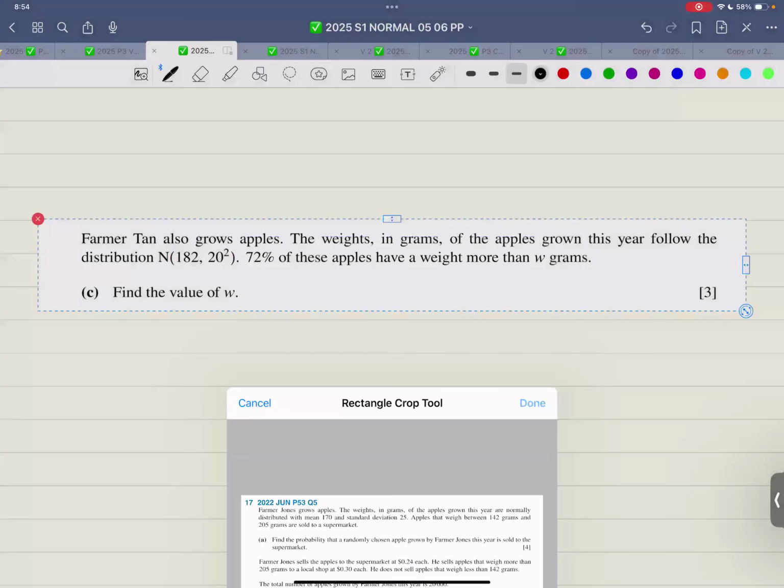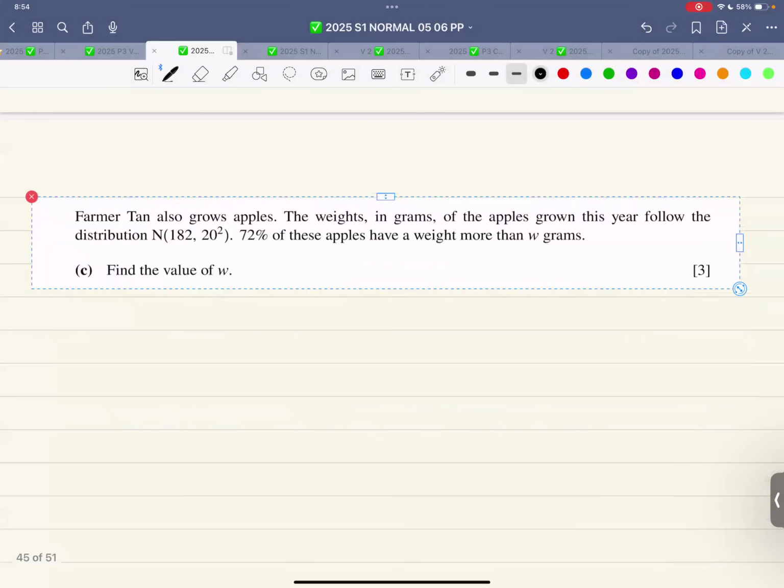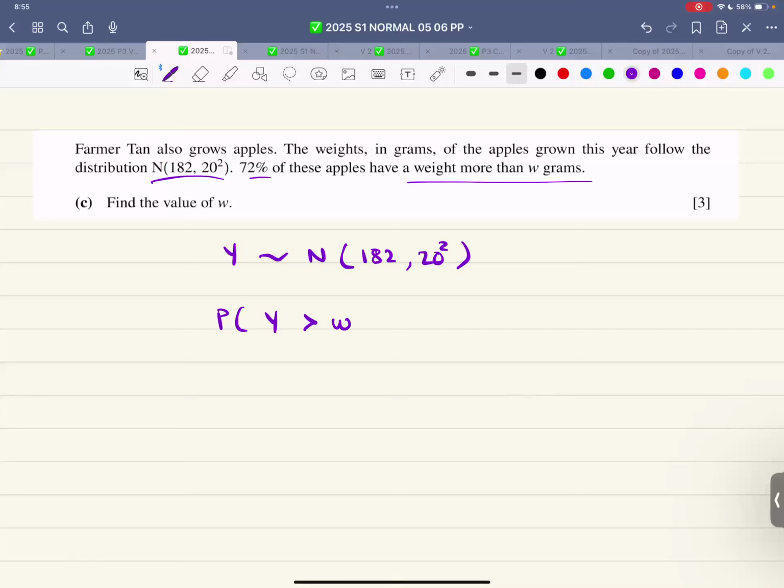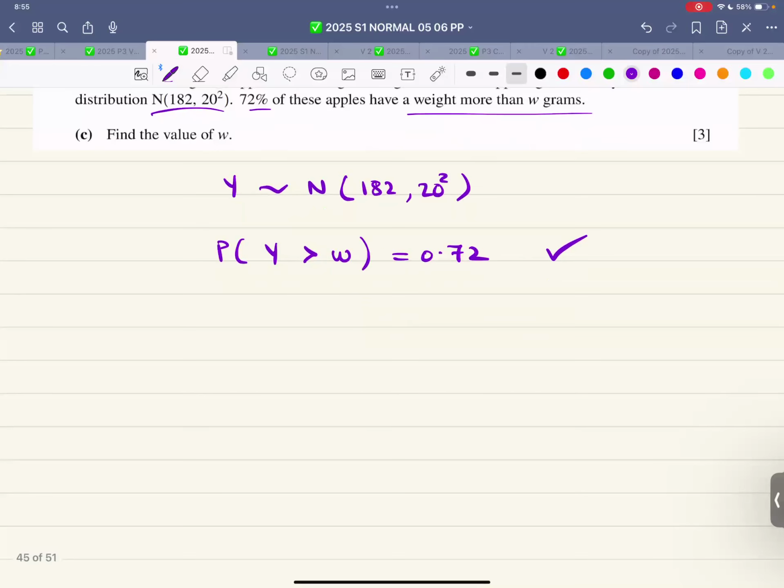There is another farmer. The first one was June, and this one is this person, Dan. This person also grows apples. The weights follow a normal distribution such and such. So Y follows a normal distribution, 182, 20 squared. 72% have a weight more than W. So probability Y greater than a small w is 0.72. This is more than 50%, all good.